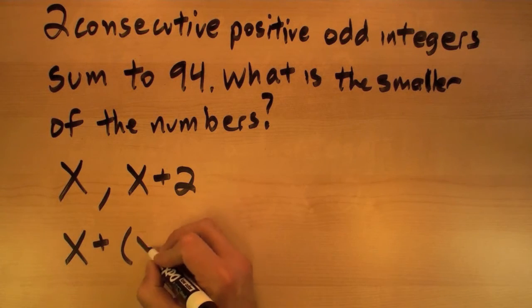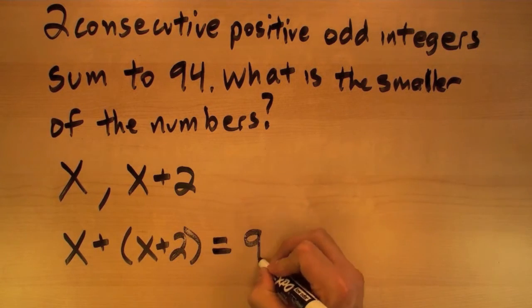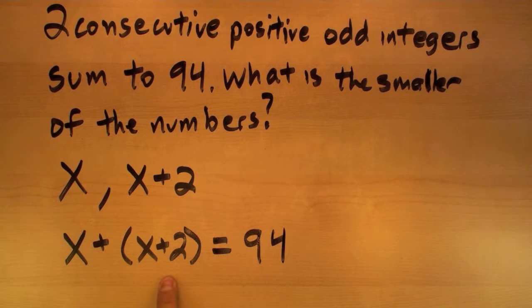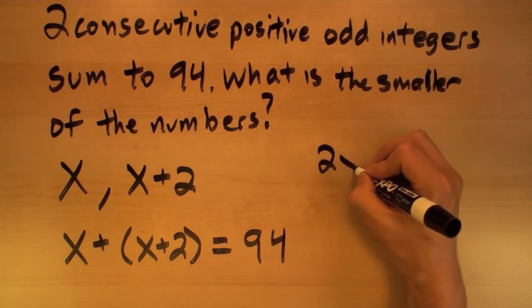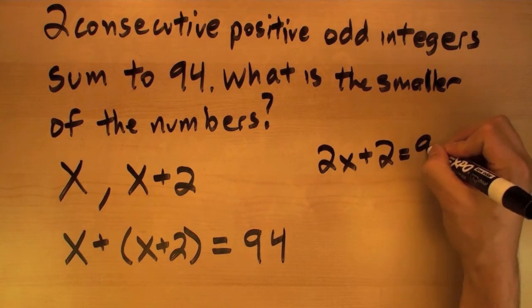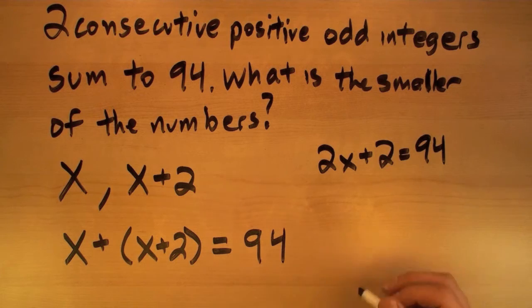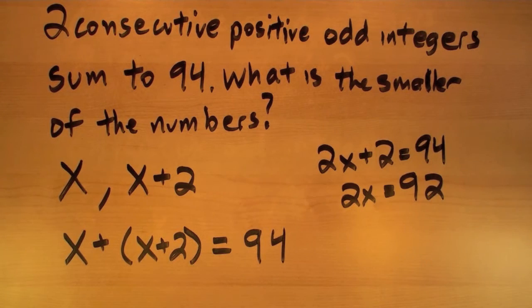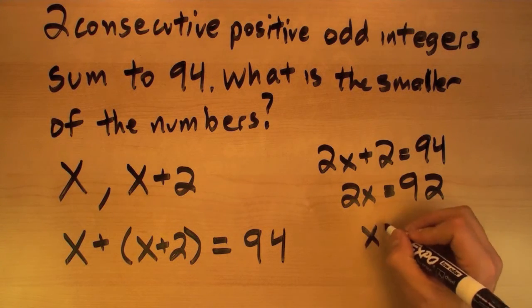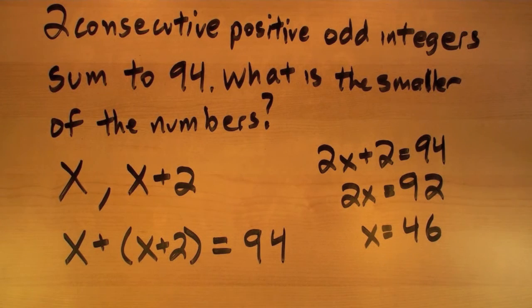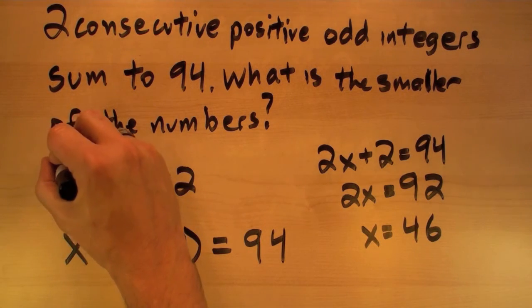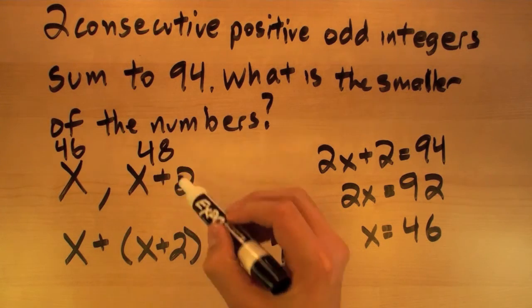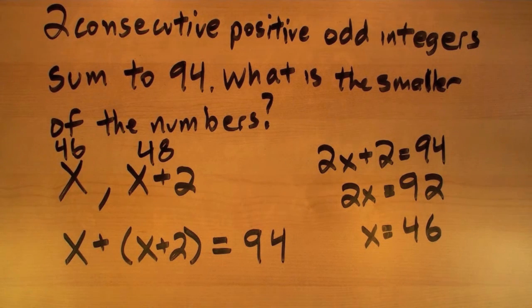x plus (x plus 2) equals 94. And the only reason I write this in parentheses is so that you can recognize that's our second number. Right? So this becomes 2x plus 2 equals 94, or 2x equals 92, and x equals 46. So our smaller number is 46, and the bigger number is 48. So 46 is the smaller of the two numbers.